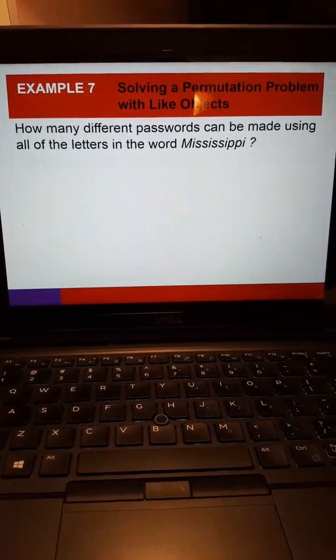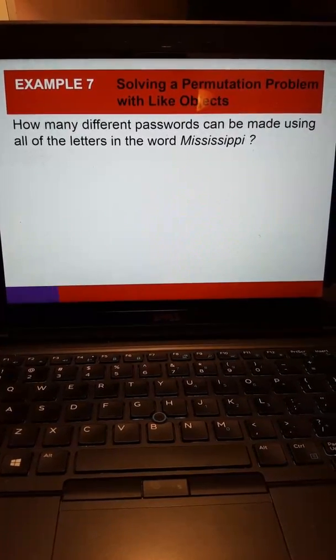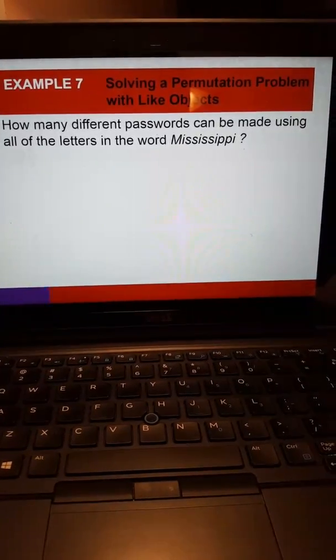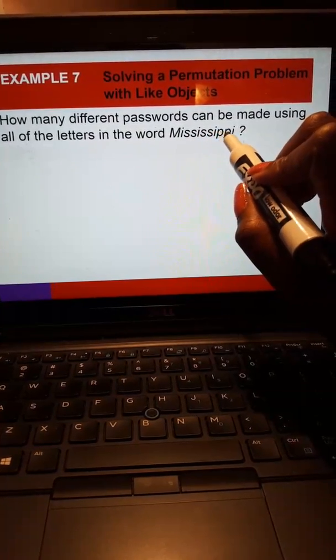Okay. It says, how many different passwords can be made using all of the letters in the word Mississippi? First of all, let's count how many letters in Mississippi. 1, 2, 3, 4, 5, 6, 7, 8, 9, 10, 11. So that means we have 11 factorial because the word Mississippi has 11 letters in it. So now we have the task of finding K1, which is M. They only have 1 M. K2, we have I. How many I's do we have? 1, 2, 3, 4.